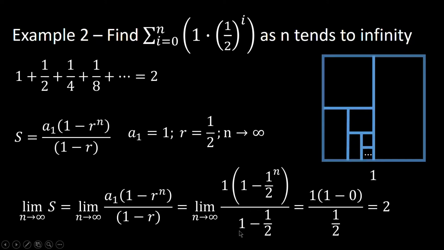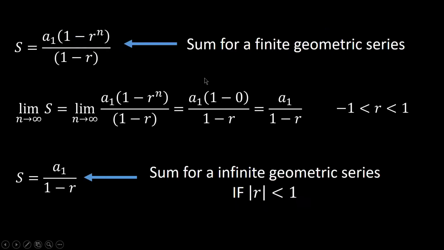1 over 1/2, from this step here, 1 over 1/2 makes 2. So again, our geometric sum formula for finite terms proves to get an answer that we're expecting. So we're pretty happy with that so far, I hope. So let's move on. Quick recap, this is your finite sum, remember that.